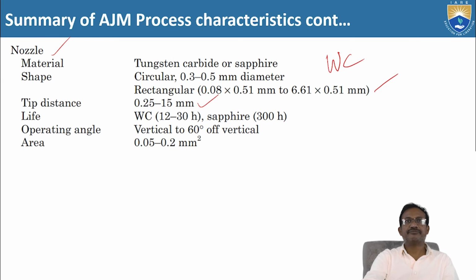Next, life. Tungsten carbide lasts 12 to 30 hours of working time. For sapphire, it is up to 300 hours. Next, operating angle: vertical to 60 degrees of vertical. Area: 0.05 to 0.2 mm.